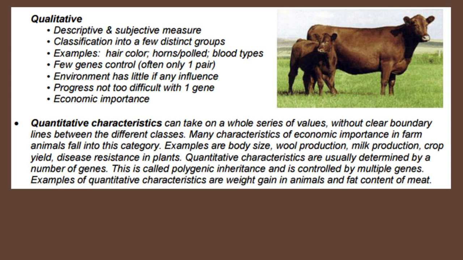Quantitative characteristics are usually determined by a number of genes. This is called polygenic inheritance and is controlled by multiple genes. Examples of quantitative characteristics are weight gain in animals and fat content of meat.